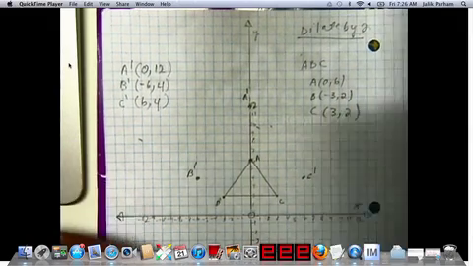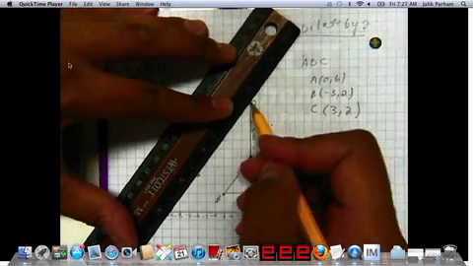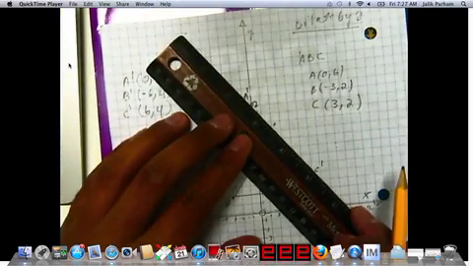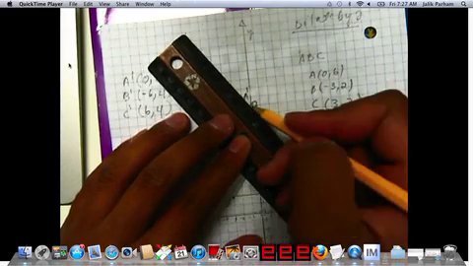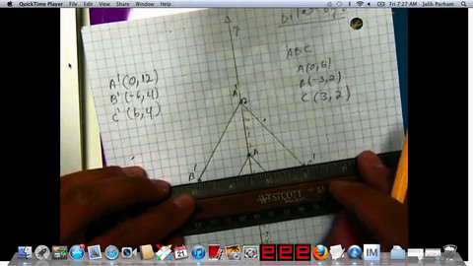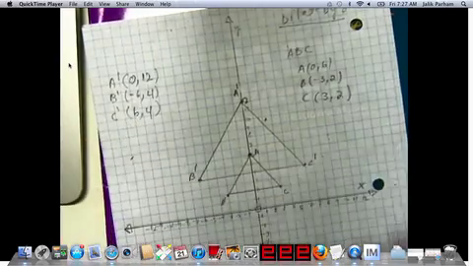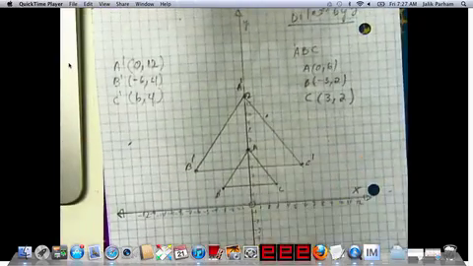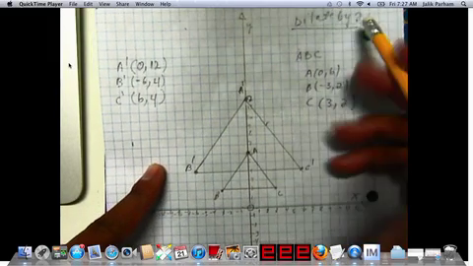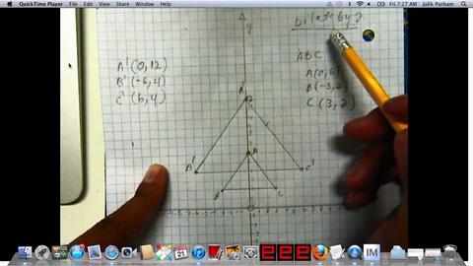Take your straight edge, connect the points, and what you will see is that we just created a triangle that's twice the size. Okay? And that's exactly what we're supposed to do because it said dilate by 2. Make it twice the size.